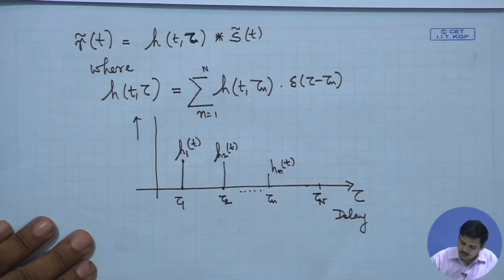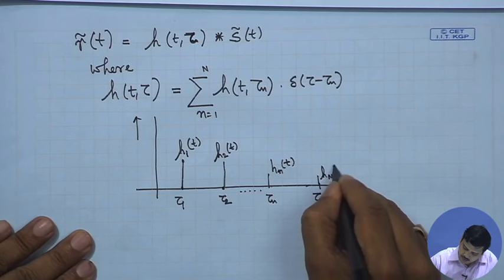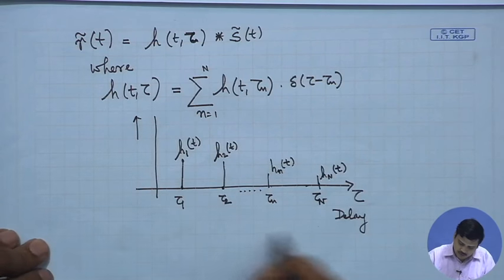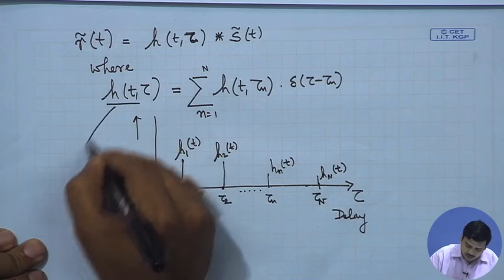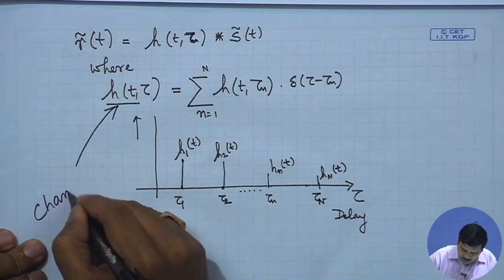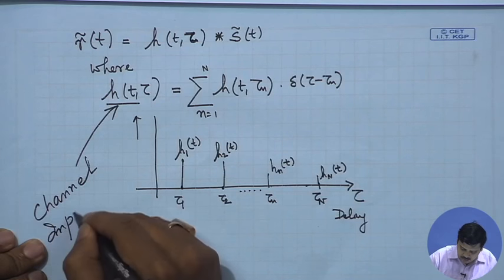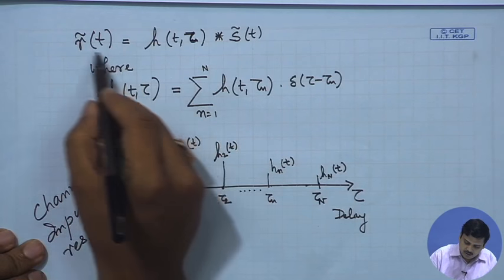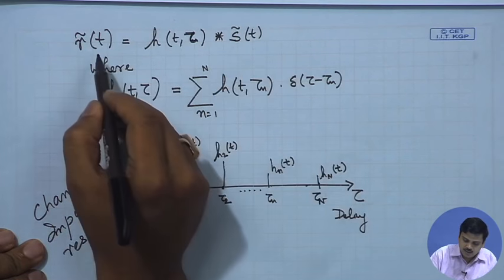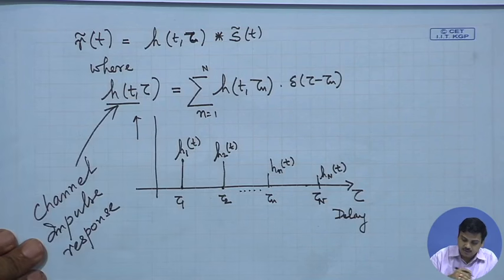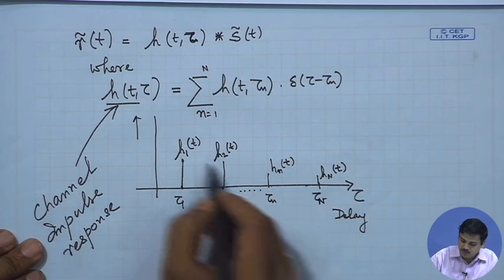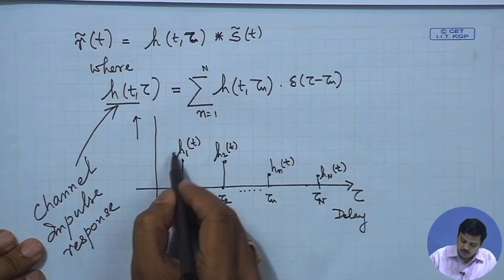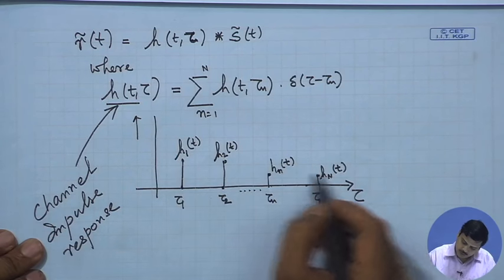Finally, at the last delay tau capital N, we have h n of t. So that means h t comma tau represents the channel impulse response, because we are having a convolution of the channel impulse response with the signal to get the received baseband signal or the received complex envelope, and the h values represent the different coefficients of the impulse response or the filter taps, which themselves are functions of time.